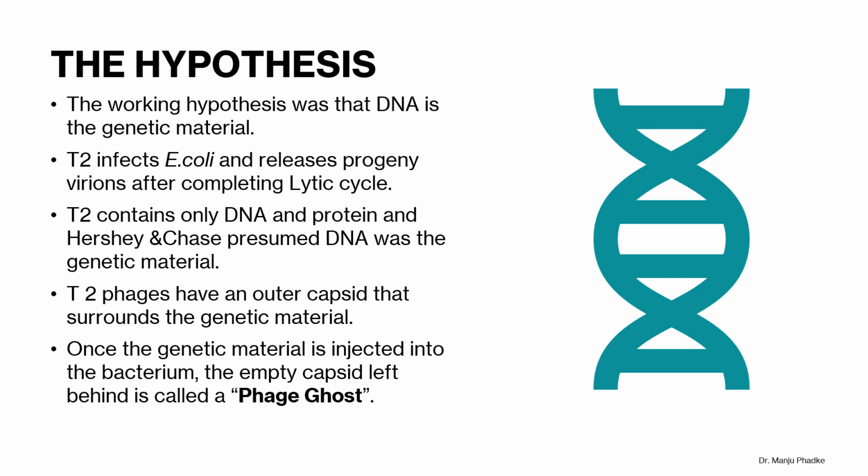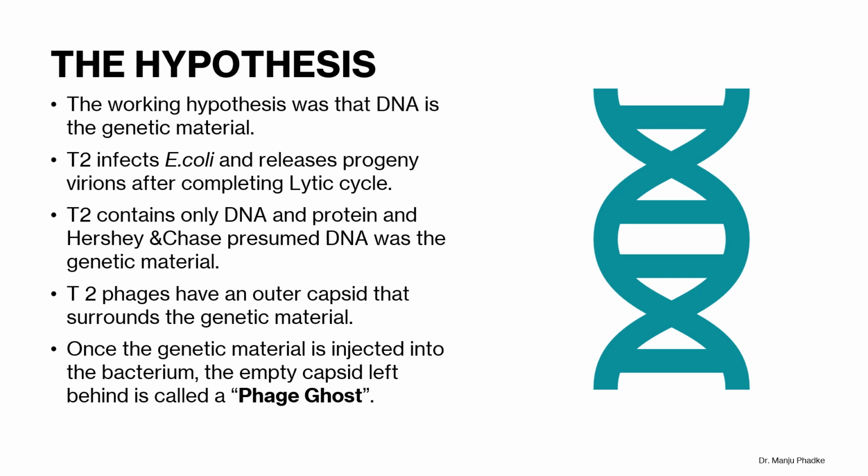Let us have a look at the hypothesis that was put forth by Hershey and Chase. So the working hypothesis that they put forth was that DNA is the genetic material. Their experimental model was a bacteriophage called T2. As we all know, bacteriophages are viruses that attack bacteria, and like all viruses, phages also need a live cell to reproduce. They infect the live cell and they complete the lytic cycle to release progeny virions.